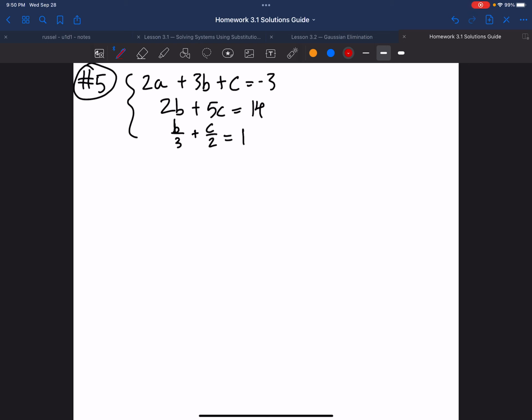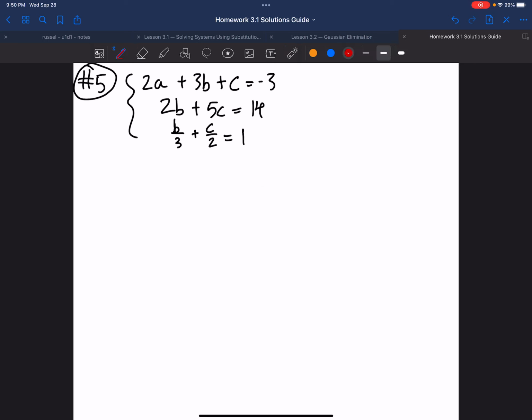Okay, so what's our goal here? I noticed many of you solved for A in terms of B and C. I noticed you solved for A using this first equation. What was your idea with that, right? If you did that, you get A equals negative 3 minus 3B minus C over 2. What are you going to do with that, right? That's disgusting. Do you have an A to substitute? There's no A here. There's nothing to substitute. Don't do that, right?